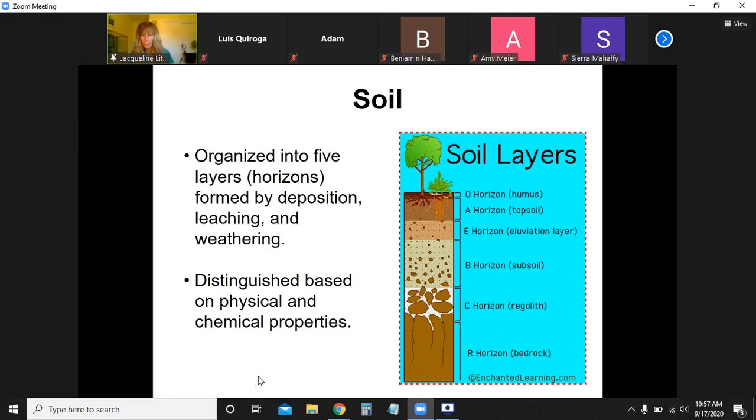Again, I think you've probably learned about this stuff before. So I wanted to bring it back again, because in later lectures, we're going to talk a little bit about how soil might impact some organisms. We distinguish soil based on physical and chemical properties, so things like the color, the texture, the depth, the moisture holding capacity, like the water potential in soils.